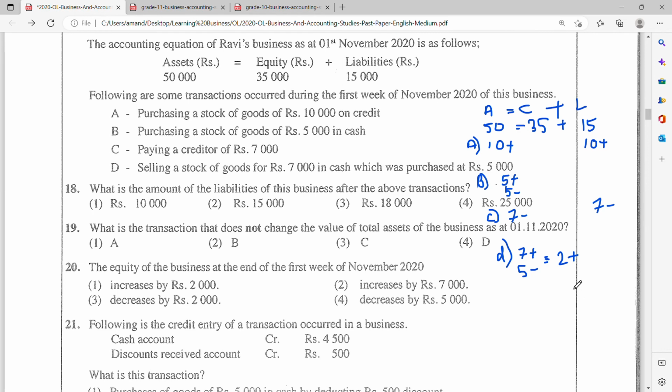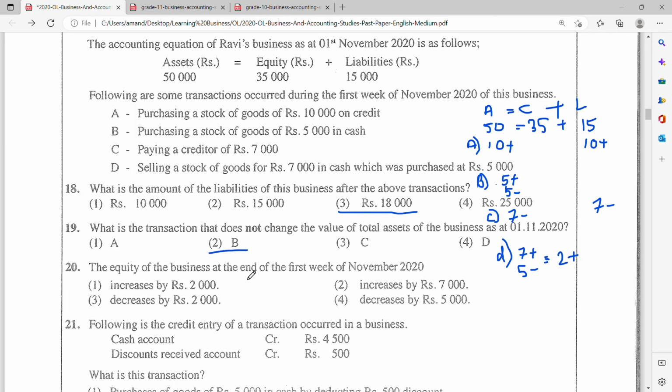What is the amount of liabilities of this business after the above transactions? So 15 plus 10 minus 7, the answer is 18,000. What is the transaction that does not change the value of total assets of the business as at 1st November 2020? Transaction A, there is an increase in total assets. That's not the answer. Transaction B results in no change. Transaction C causes a reduction. Transaction D causes an increase. So the answer is 2, transaction B.